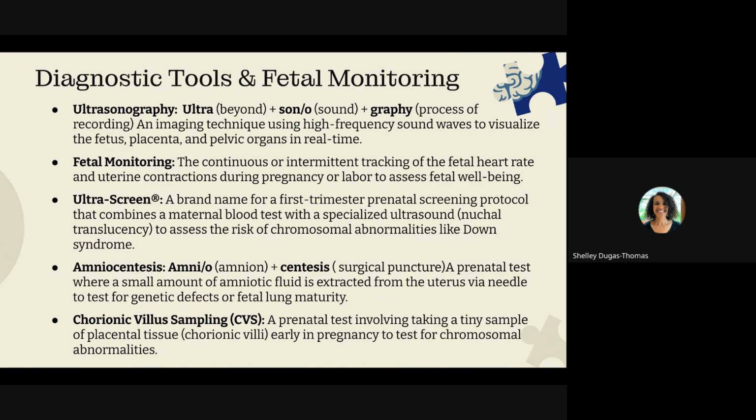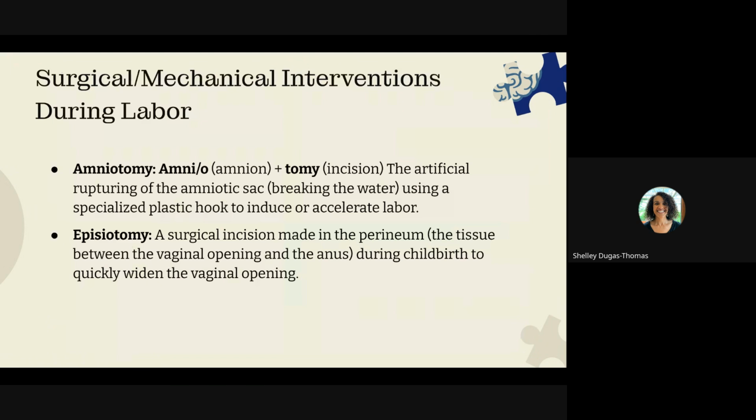If definitive genetic testing is required, providers perform invasive sampling through amniocentesis, which uses amnio, amnion, and centesis, surgical puncture, to extract amniotic fluid via a needle. So when we look at tomy, which means incision, you have amniotomy, which is an artificial incision or rupture of the amniotic sac to induce labor, commonly called breaking the water. Episiotomy is an incision into the perineum to widen the vaginal opening during childbirth and delivery.